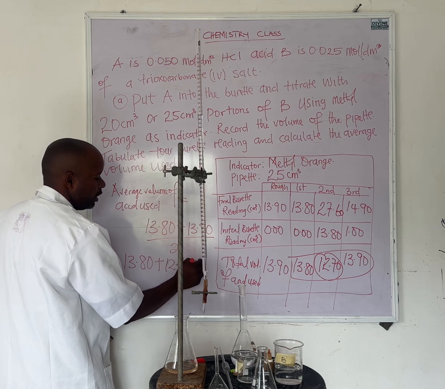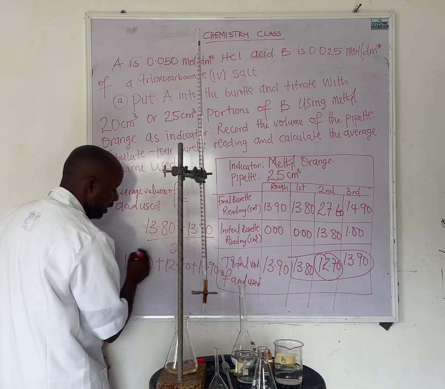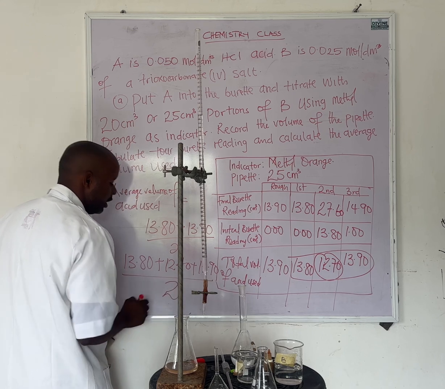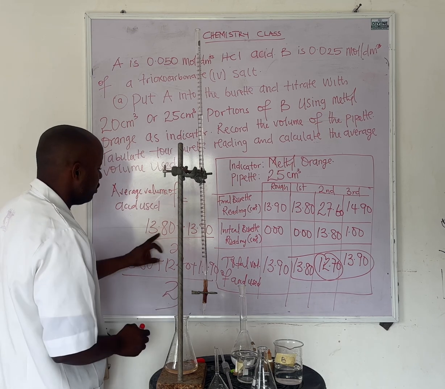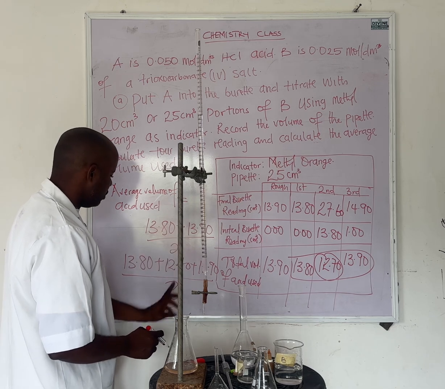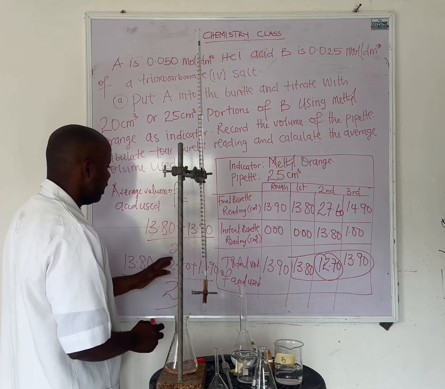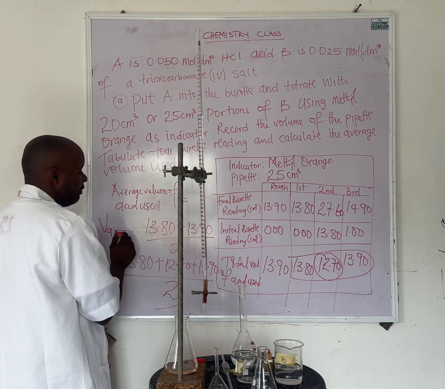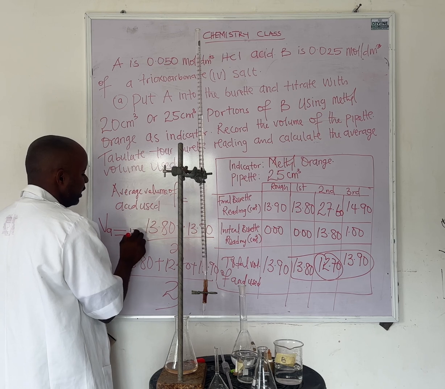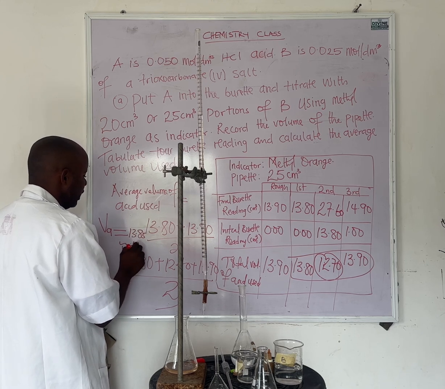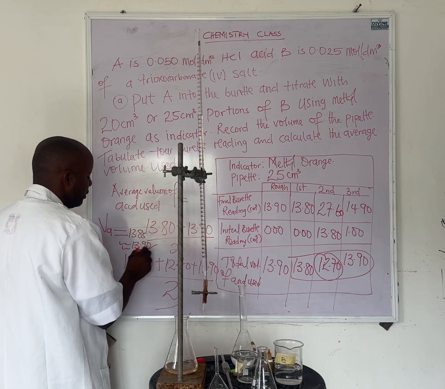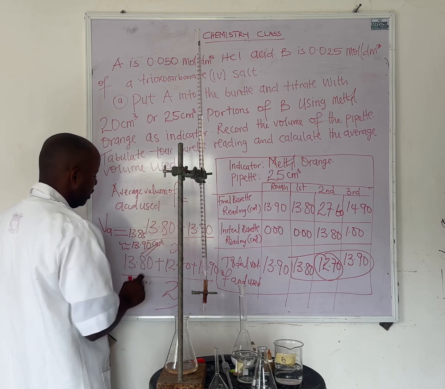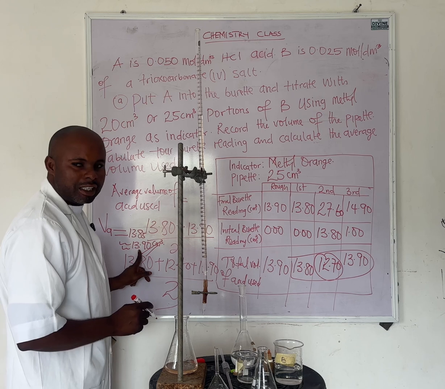If you are using three, you're going to have 13.80 plus 12.70 plus 13.90, and you divide by 3. If you are using 2 close values, you divide by 2. If you are using 3 close values, you divide by 3. So by so doing, this is the average, which is the VA we are talking about. So here now the VA will be 13.85, approximately 13.90 centimeter cube.